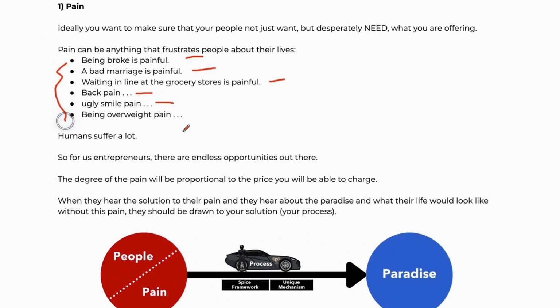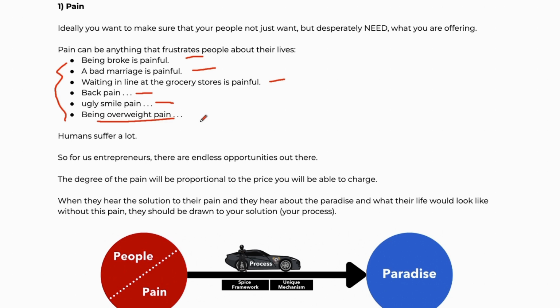And so this is kind of a snippet from the $100 Million Offers book, right? But what we're talking about here is being overweight is painful, right? We talk about the four areas of wellness, right? Health, wealth, relationships, connection to something greater. Within each of those, there are a gazillion different problems that somebody could face that is massively painful, right? Humans end up suffering a lot.